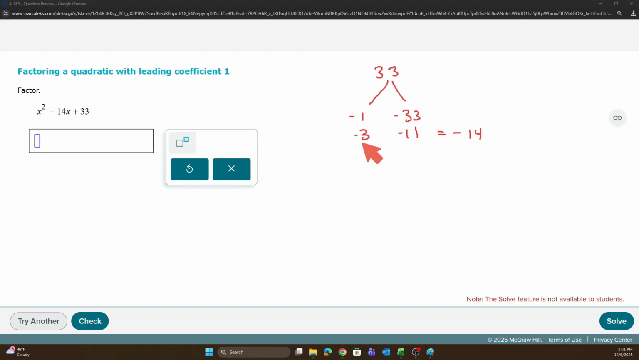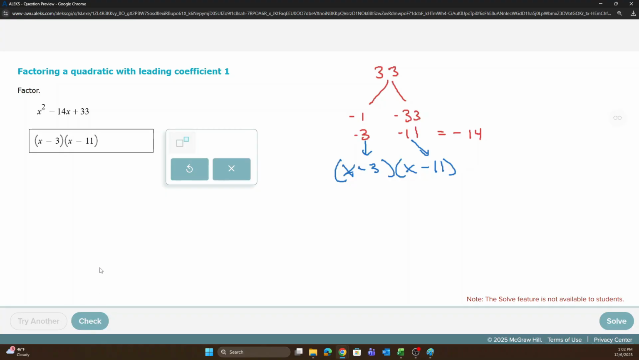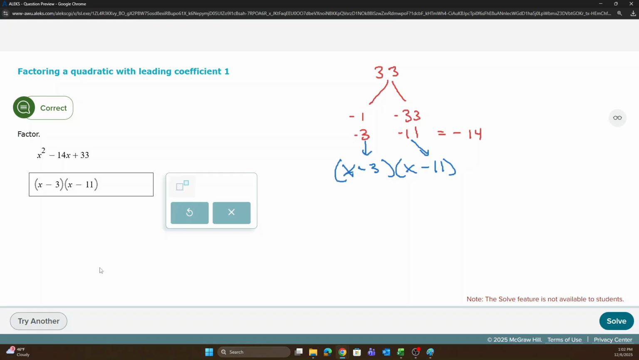So what we're going to do is we're just going to go ahead and grab these. We're going to say x minus 3, and it's because we took this and put it in there as a minus 3, times x minus 11, because this has the negative here, and we took that, just brought it here. So our solution is x minus 3 times x minus 11. All right. So that's going to be that one. We're going to go ahead and move on to the next problem set.